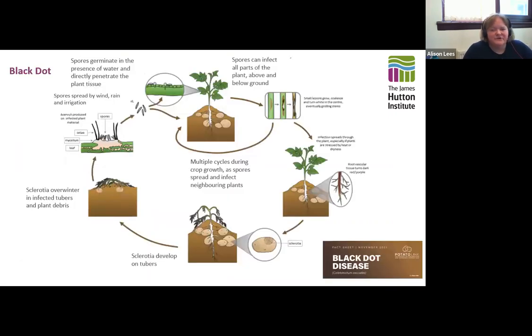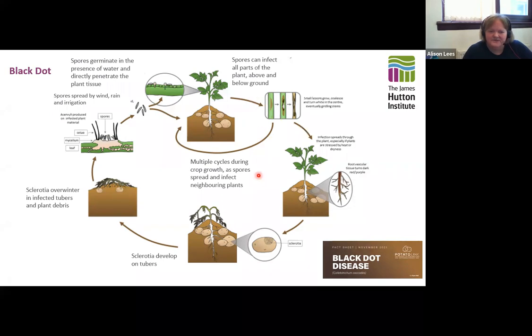There's quite a lot of literature describing colonization of plants by Colletotrichum, but in brief, spores spread by the wind, rain, and irrigation germinate in the presence of water and directly penetrate the plant tissue. C. coccodes infects all below ground organs as well as stems and leaves. And in potatoes, roots, stolons, and daughter tubers are quickly colonized, showing symptoms of black dot soon after their emergence, while stems show disease approximately 7 to 10 weeks after inoculation.